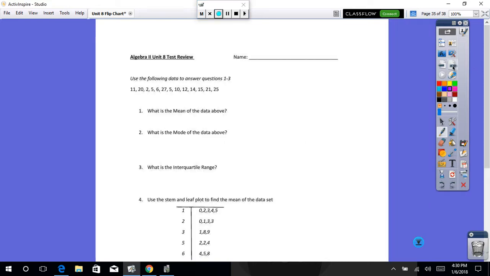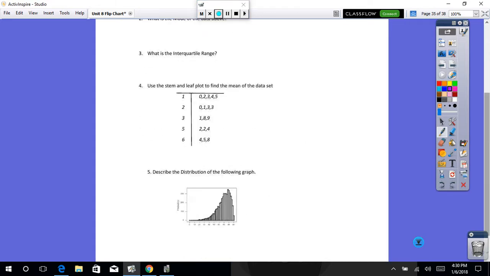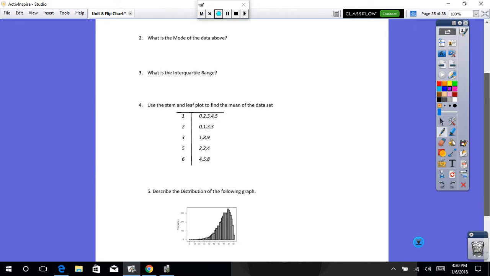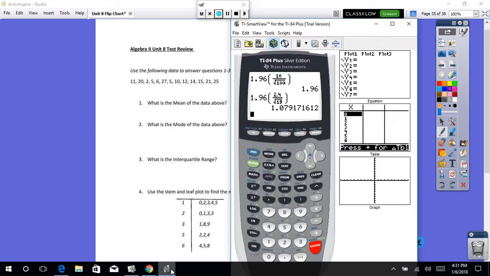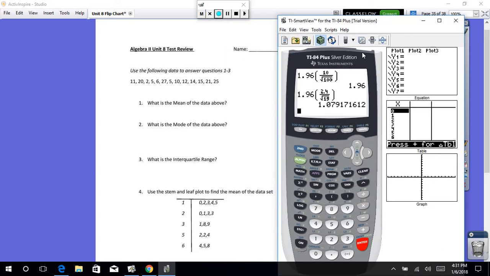Okay, for 1 through 10 on your test review. Okay, 1 through 3 goes with this data right here. So we need to enter the data in our calculator and get these values that it's looking for. So remember again, stat edit.